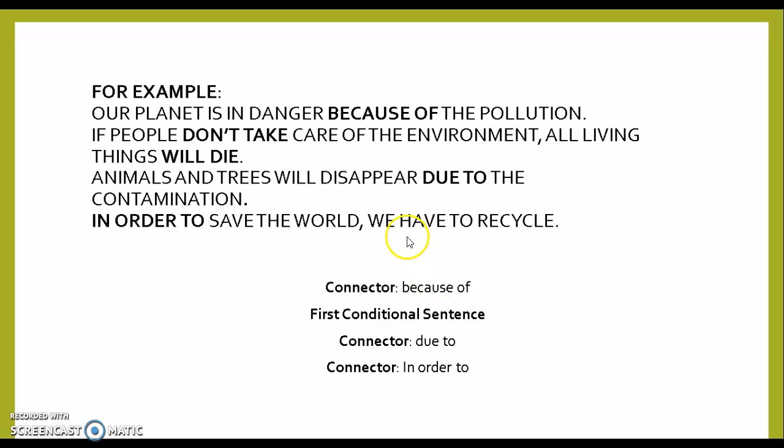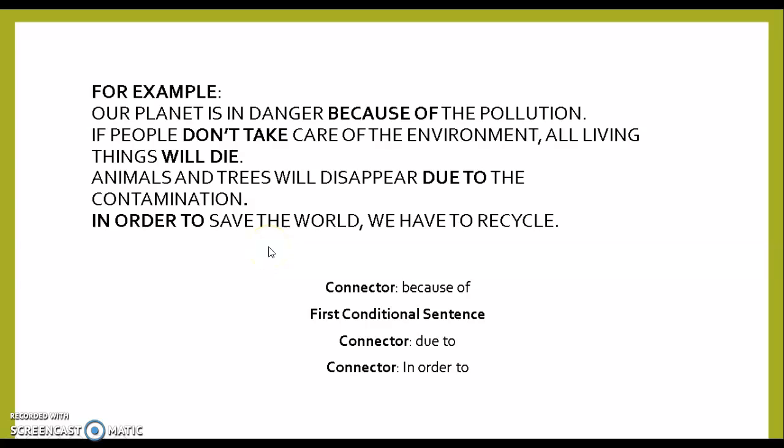For example, look, our planet is in danger because of, a causa de, because of the pollution. If people don't take care of the environment, all living things will die. This is simple present with don't take, and will die is the first conditional sentence. Animals and trees will disappear due to, debido a, due to the contamination. In order to save the world, we have to recycle. In order, a fin de.